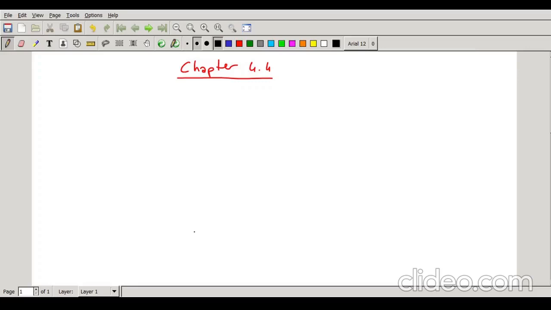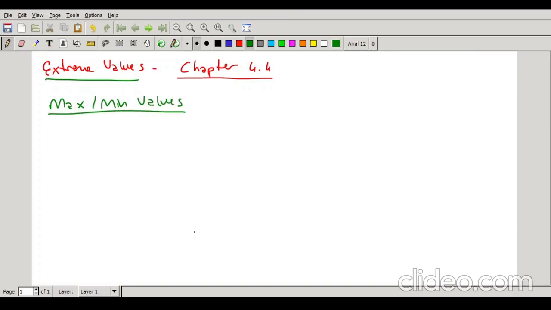Okay, we are now ready for chapter 4.4. The topic of this chapter is extreme values. We will first give the subtopic of maximum and minimum values. Let me give the following introduction.